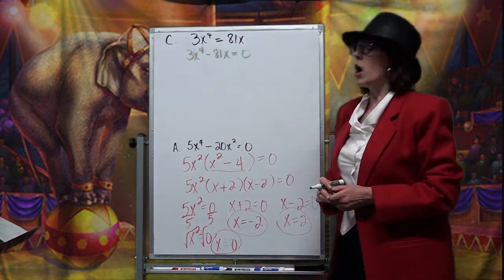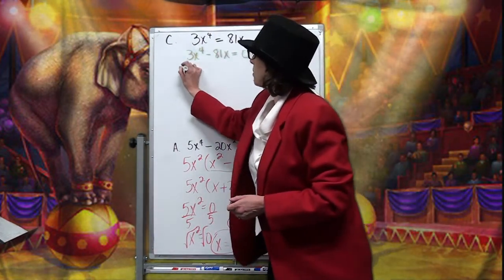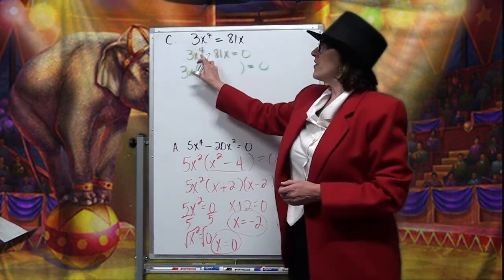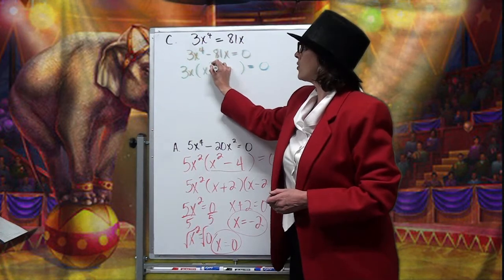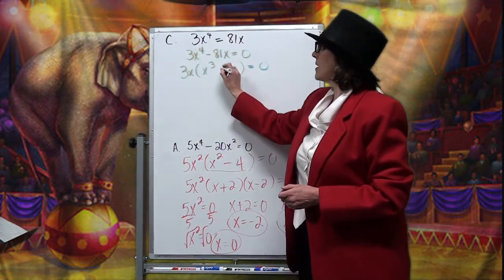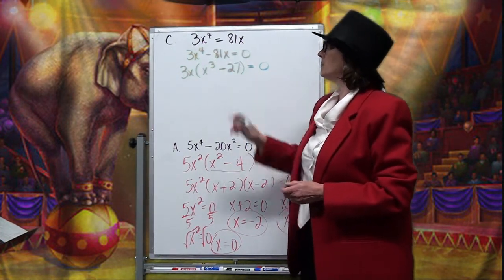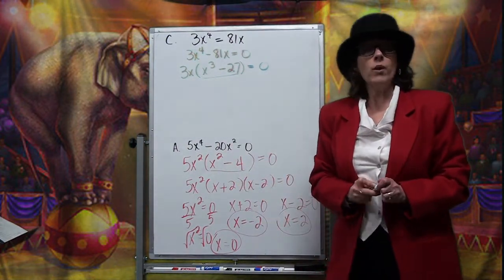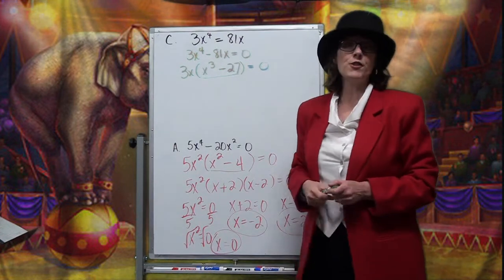I'm going to find what's common to each one of them. Both of them are divisible by 3 and an x. So when I divide this by 3x, I'm left with x to the 3rd. When I divide this by 3x, I'm left with a negative 27. And now I'm going to look at this and say, can I do anything more with that? Well, in fact, I can, because this is a difference of cubes.